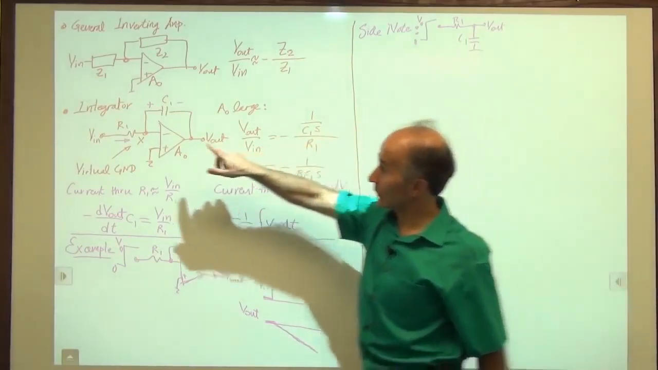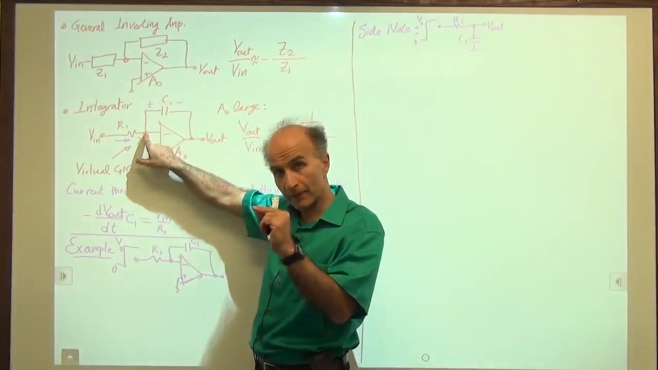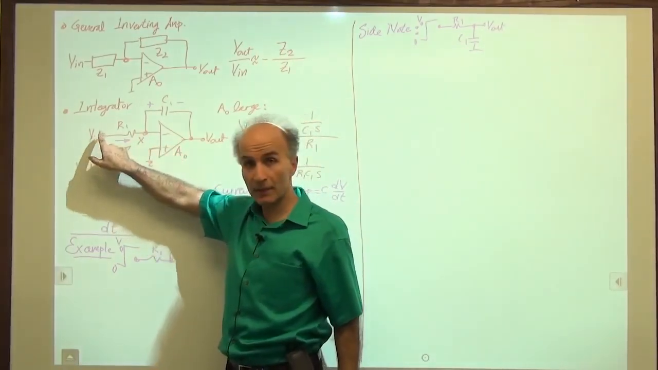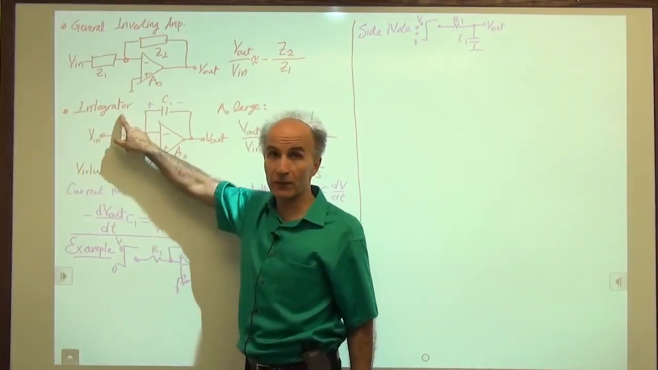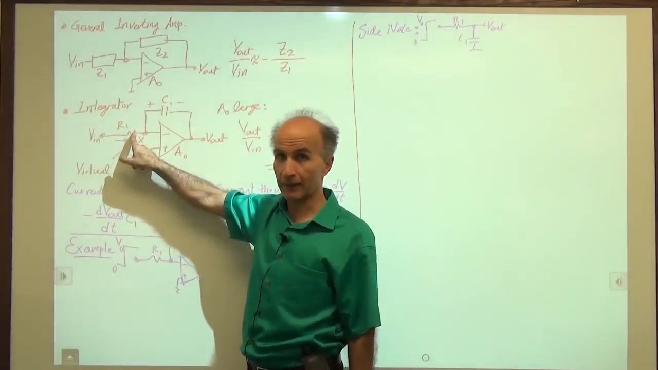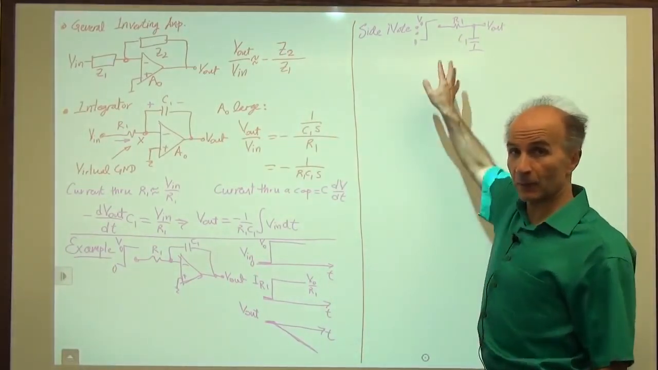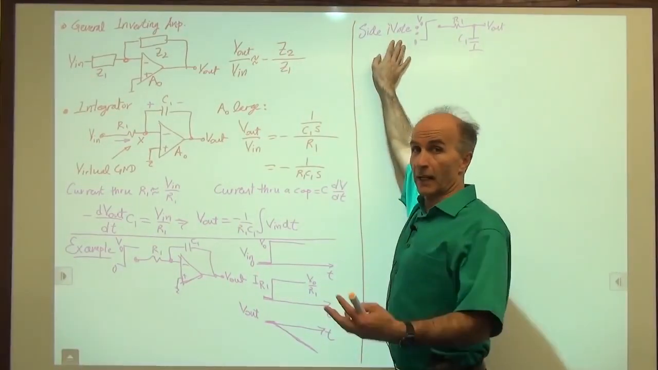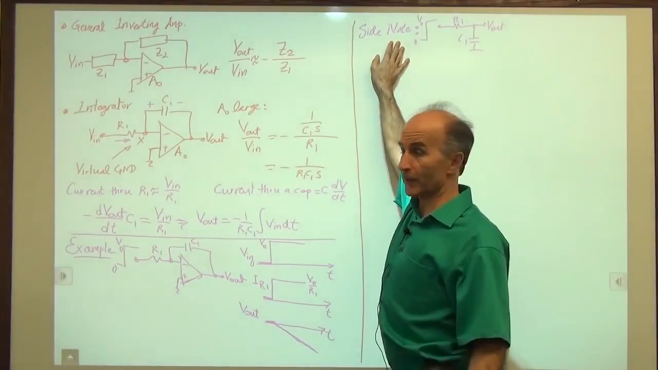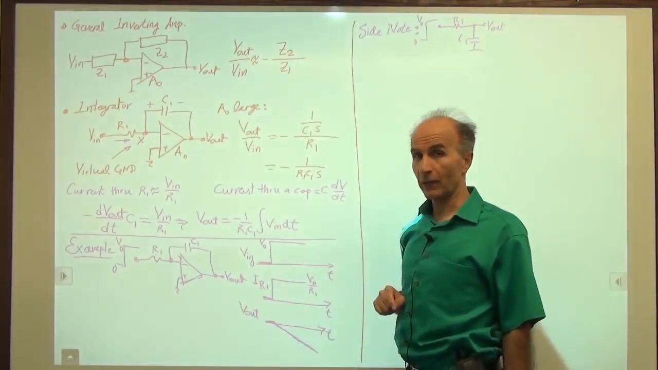And that's the beauty of the virtual ground. Because it pins this node close to 0, when we apply a voltage here, this voltage is converted to current by this resistor. So that current is just V in over R1, approximately. Whereas we could not say that here. And that's the difference between this, which is a passive circuit without any op-amps, and the use of an op-amp to create a virtual ground node.